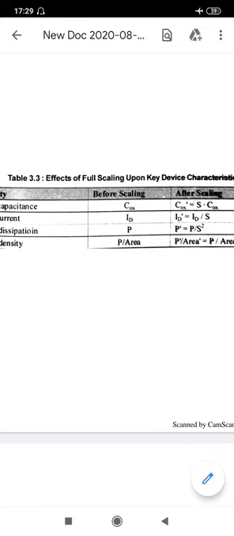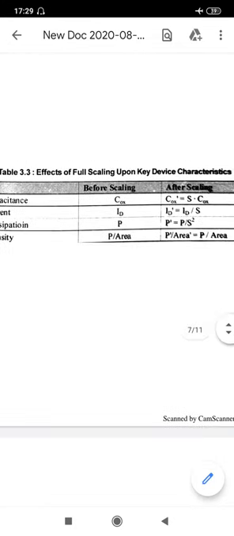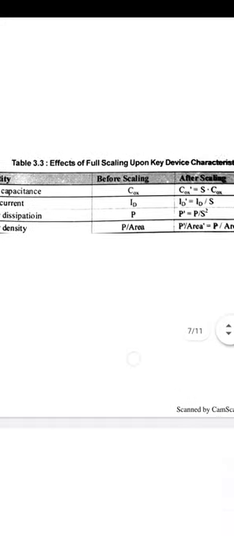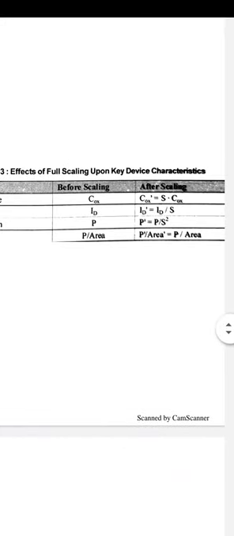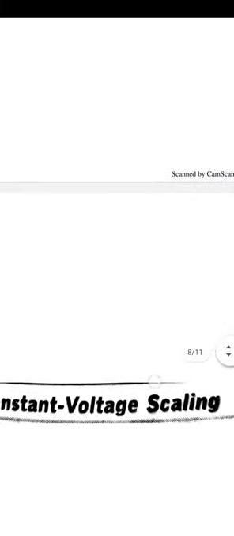S, ID by S. Power dissipation is P by S square, and the power density, power by area, the new value P dash by area dash, that is P by area, is not affected by the scaling. So these are the ways in the first case, constant field scaling. Next, we take up constant voltage scaling.